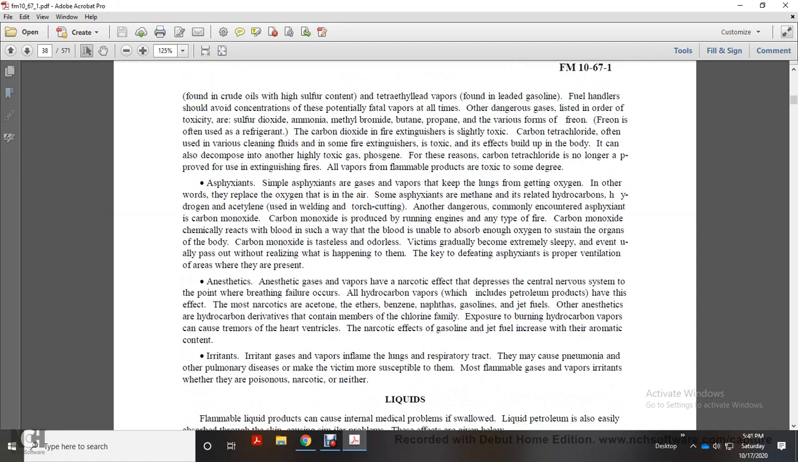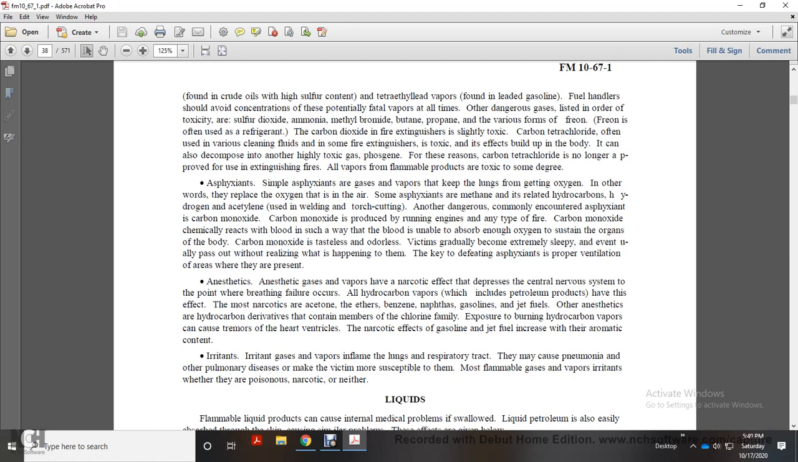Asphyxiation. Simple asphyxiant gases and vapors keep the lungs from getting oxygen. In other words, they replace the oxygen that is in the air. Some of the asphyxiants are methane, related hydrocarbons, and hydrogen, as well as acetylene used in welding, torch cutting, and other dangers. The most commonly encountered asphyxiant is carbon monoxide.